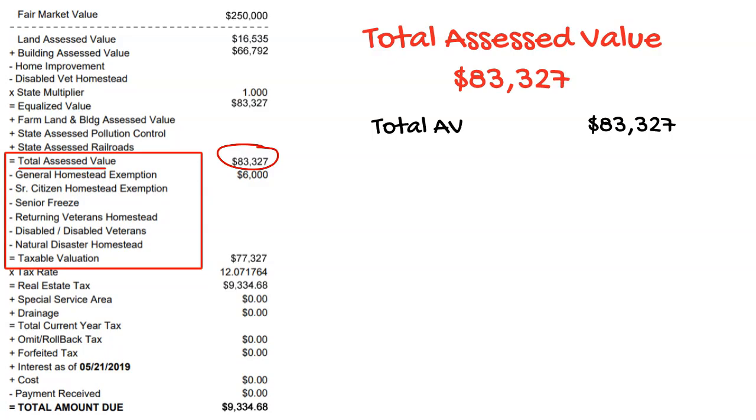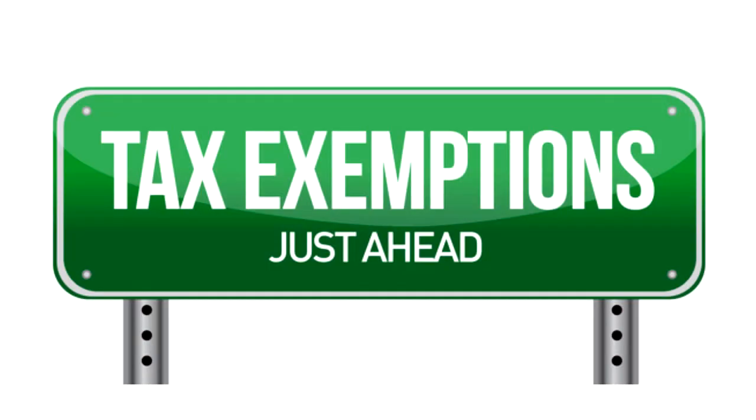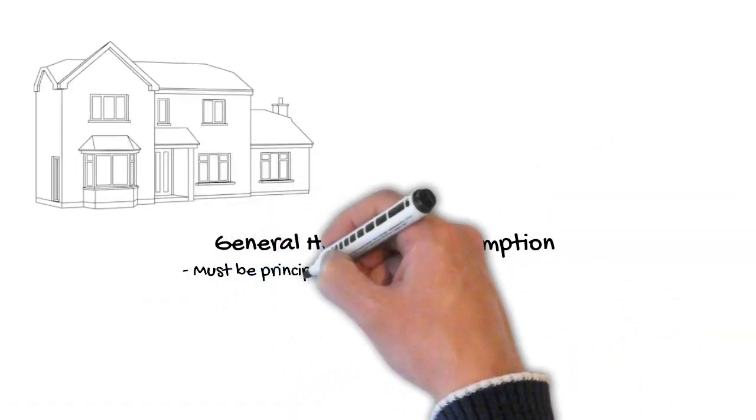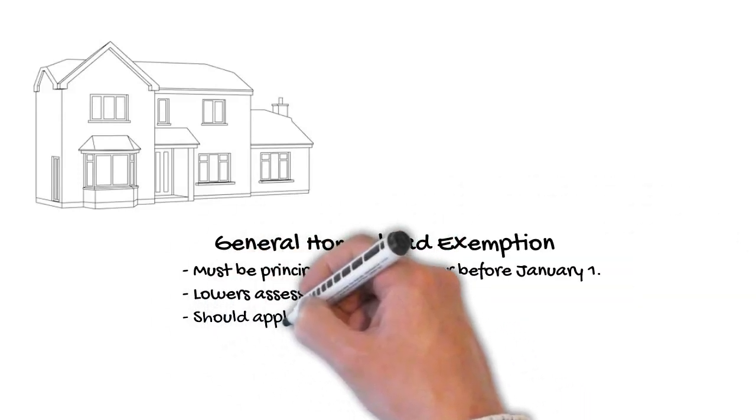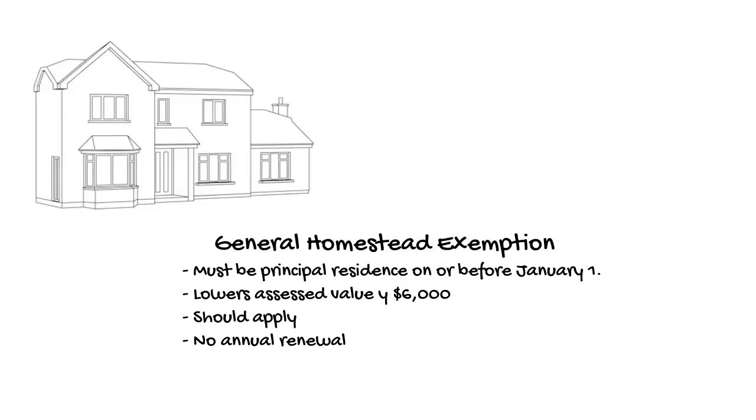For all of these exemptions to be eligible, you need to own the property that you occupy, you must be a taxpayer of record, and it must be your primary residence. General Homestead Exemption. This is the most common exemption available to most homeowners. This exemption lowers your total assessed value by $6,000. You qualify for this exemption by simply occupying the home as your primary residence.